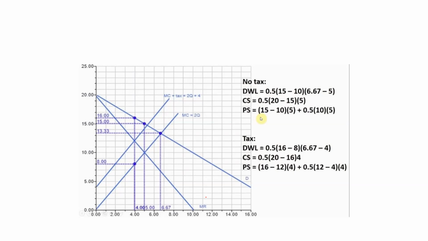Now, the socially optimal is where the original MC equals demand, and you're moving further away from that. So that is going to increase your deadweight loss because you're moving further away from the socially optimal, okay?